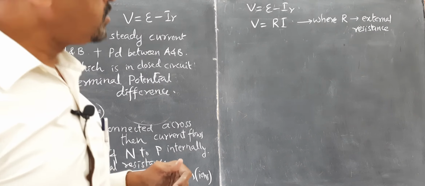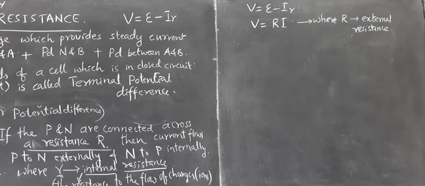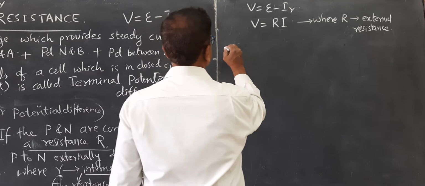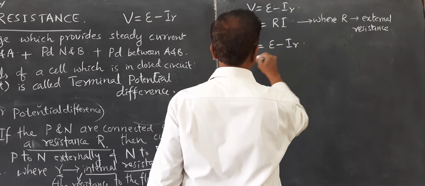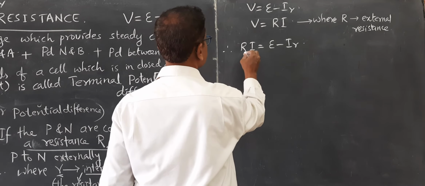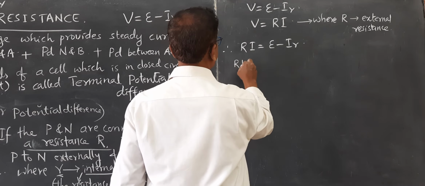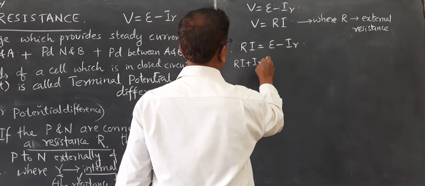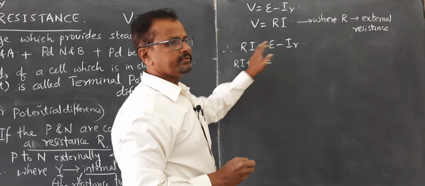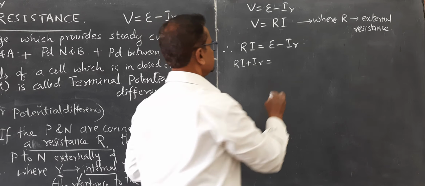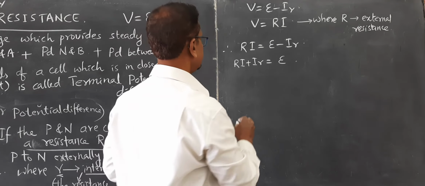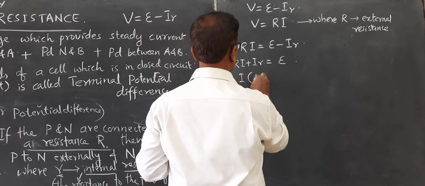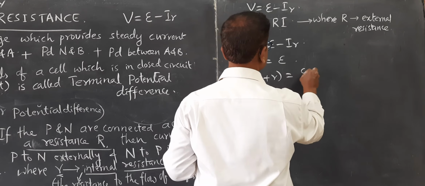Right? Now equate them, you will get an interesting equation. When you equate them, Ri is equal to E minus IR. So take this I on one side: Ri plus IR. If you take it this side, it becomes plus IR. This becomes E, where E is the EMF. Therefore, I into (R plus r) is equal to E.